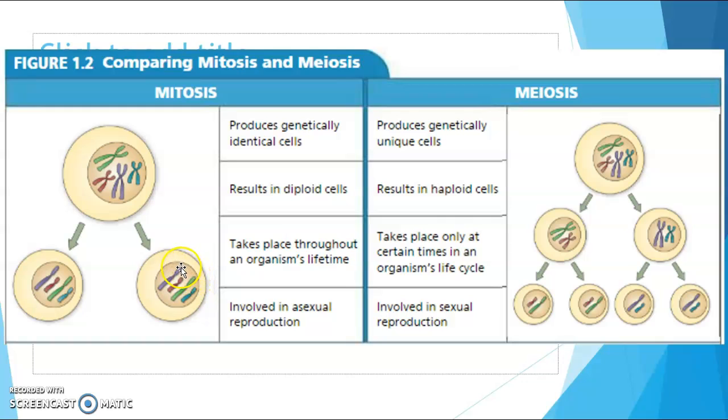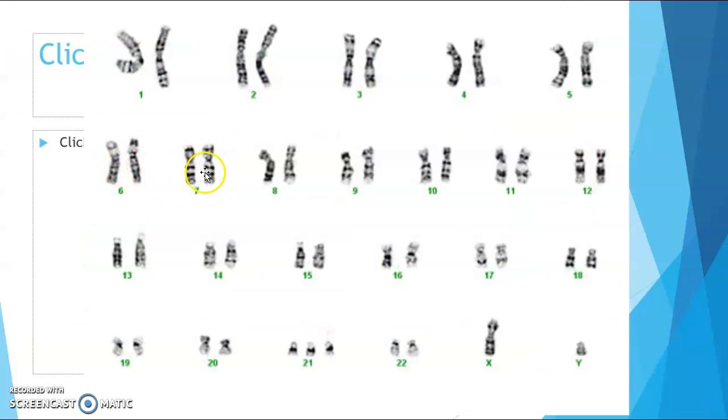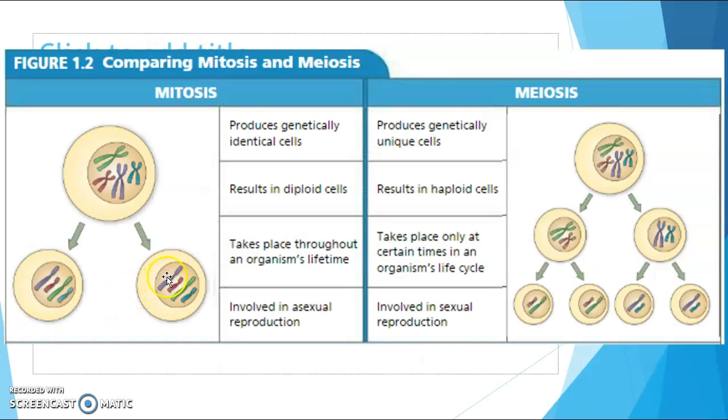We have matching homologs. This purple one and this green one would be homologous. They're the same chromosome. Maybe they're chromosome number 10. We got one chromosome 10 from mom. We got a matching one from dad. Recall, going back to karyotypes, that homologous chromosomes are about the same size. So we do see that the purple and the green are about the same size, and the red and the aqua are about the same size, to indicate that they're homologs. This process, mitosis, takes place throughout an organism's entire life, and it's involved in asexual reproduction. So cells are reproduced, but no sex has occurred.